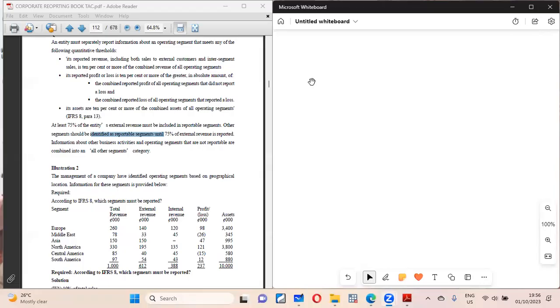Yes, yes. All right. So, ladies and gentlemen, that ends operating segment. It's a disclosure standard. We don't waste time on it. All right. So let's move on to another standard.